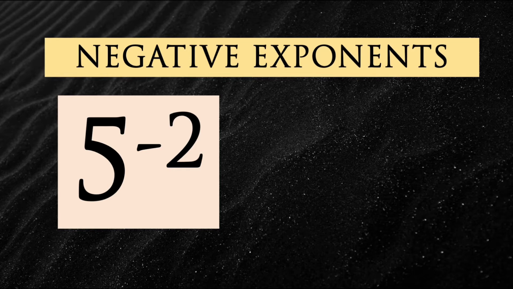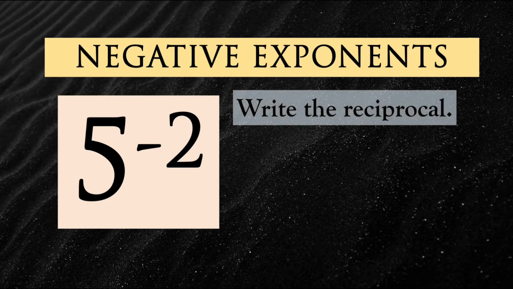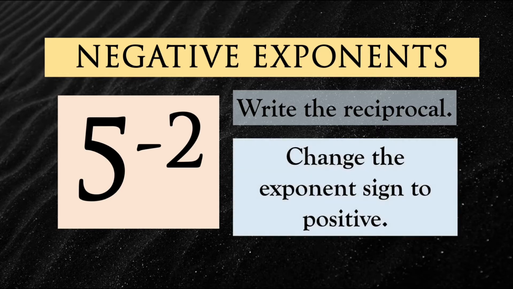Okay? So I usually read it as 5 raised to negative 2. So what do we need to do? We have two steps. Number 1, write the reciprocal and then change the exponent sign to positive. Okay, so here's what I mean.